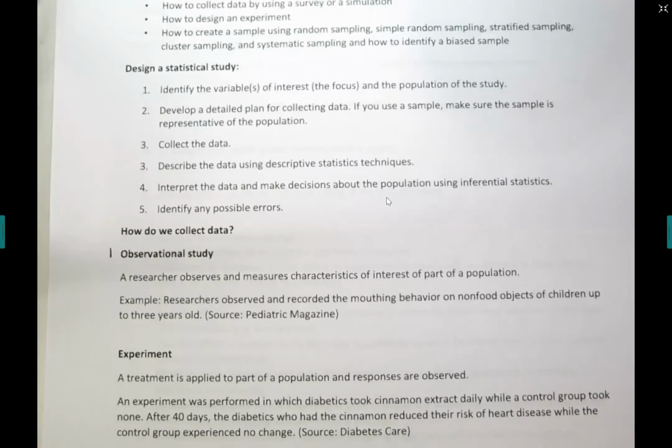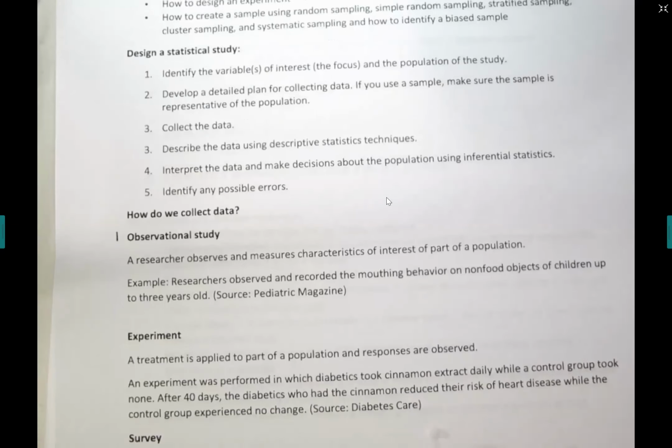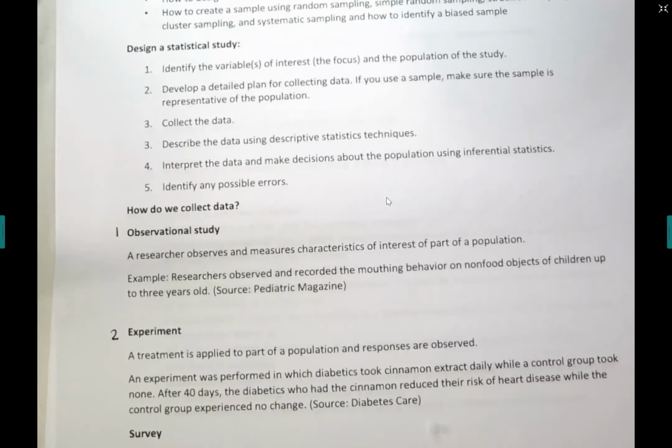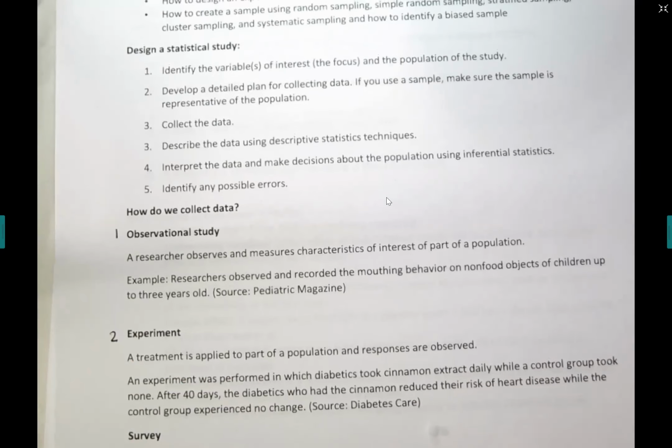The most famous one is the second one, which is the experiment. You do an experiment. A treatment is applied to part of the population. Responses are observed. I'll tell you how the experiment works. In general, this is how they do an experiment.